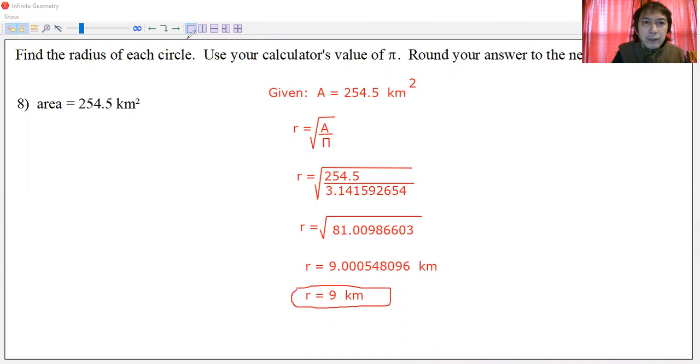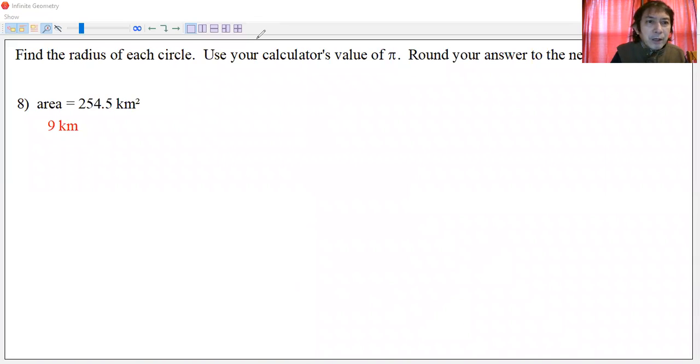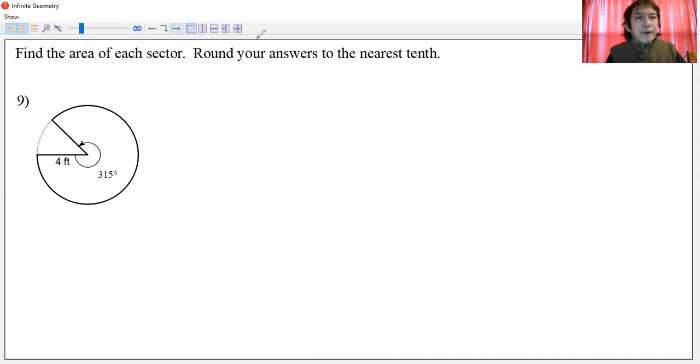We'll check and verify the answer below the given. There. It's 9 kilometers. There. Okay. That should be correct. So we're now going to do number 9. All right, let's do number 9. Here's number 9.